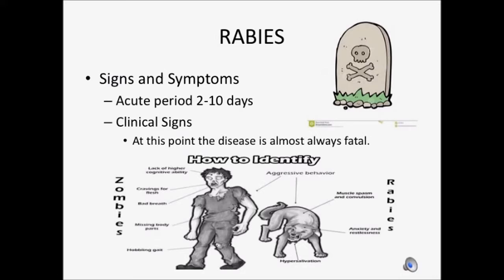The acute period of rabies is 2 to 10 days, and once the clinical signs appear, at this point the disease is almost always fatal. You can see at the bottom of the slide I added a picture that correlates how to identify rabies with the popular topic of zombies.